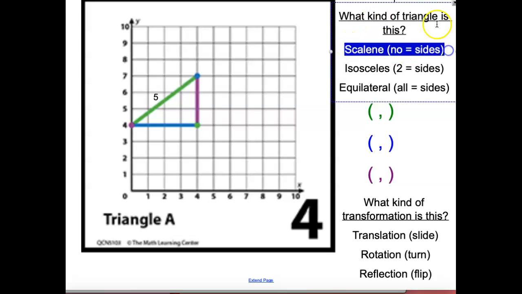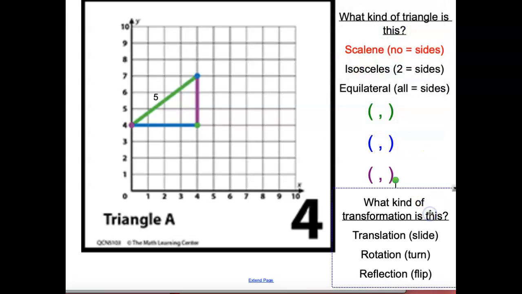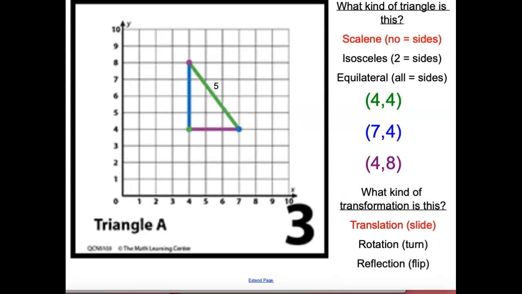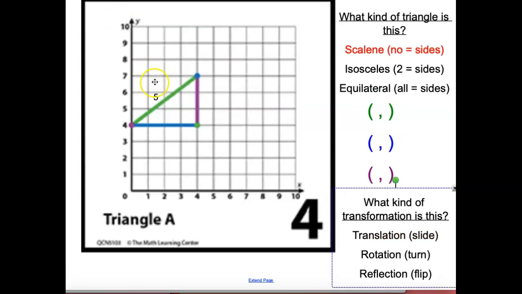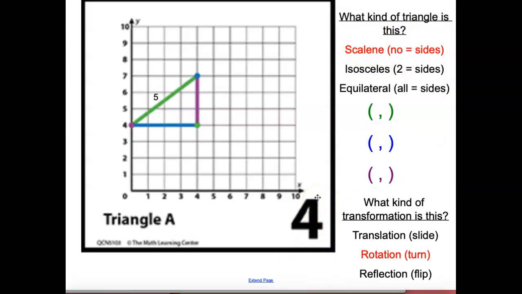This is the same triangle, so it's still a scalene triangle, but it didn't slide this time. We didn't see a translation this time. What happened? He went from this to this. It almost looks like he fell over onto his back. We call that a rotation because he turned. He didn't flip because he would look the same but opposite. He turned. Now let's talk about these coordinates, friends.